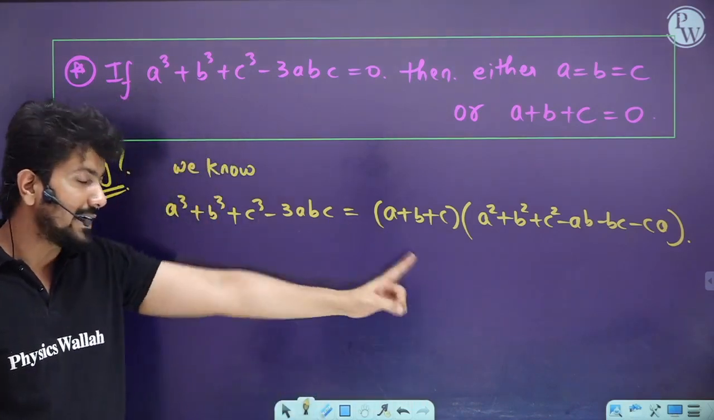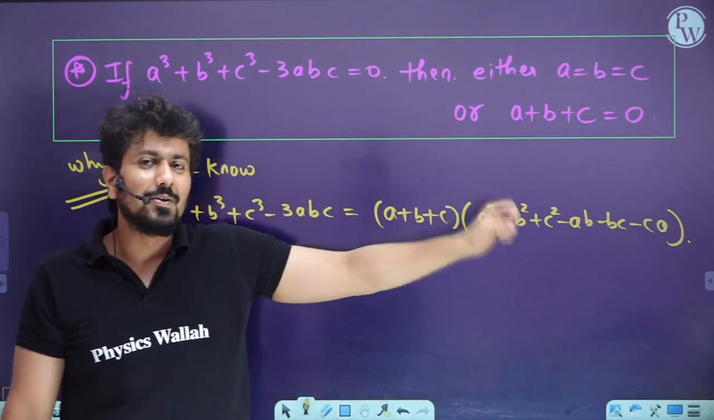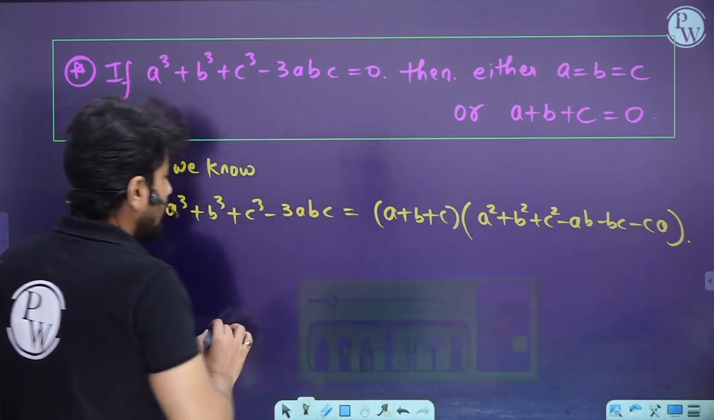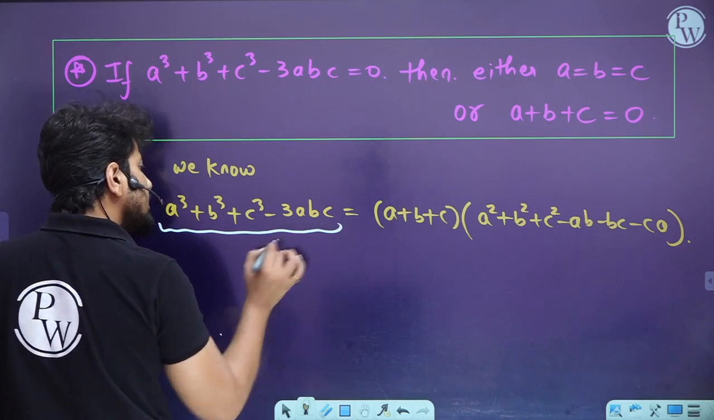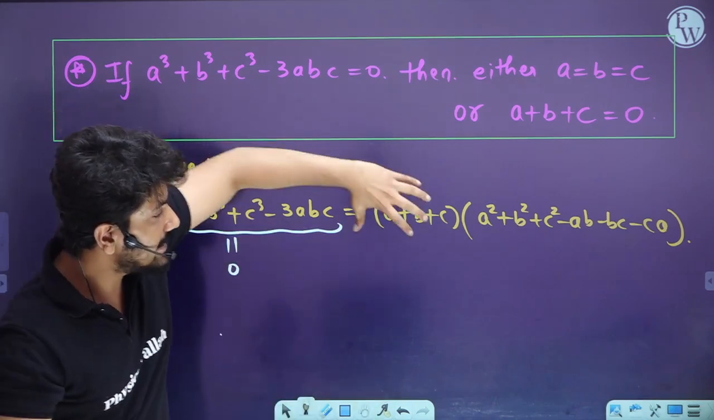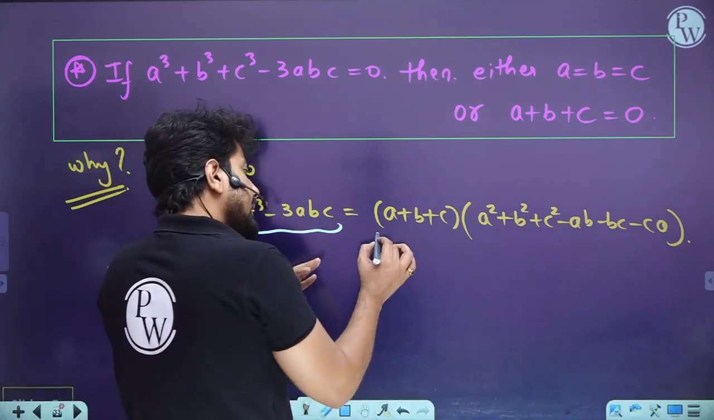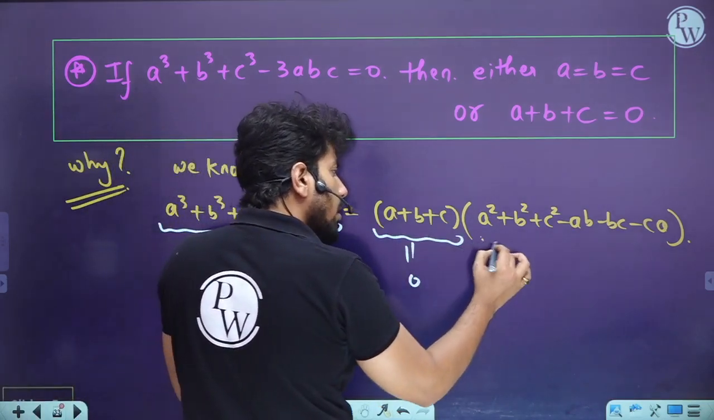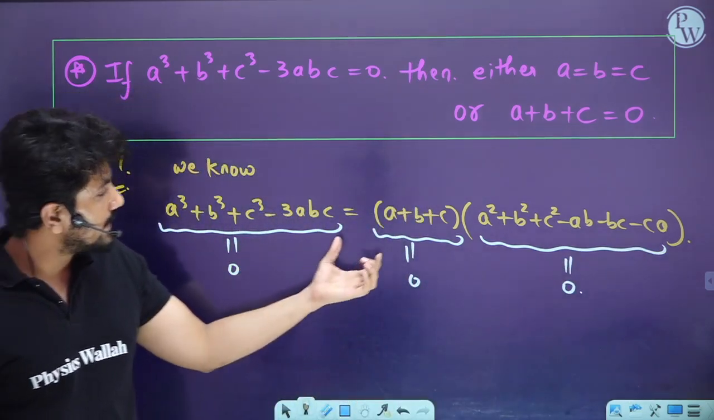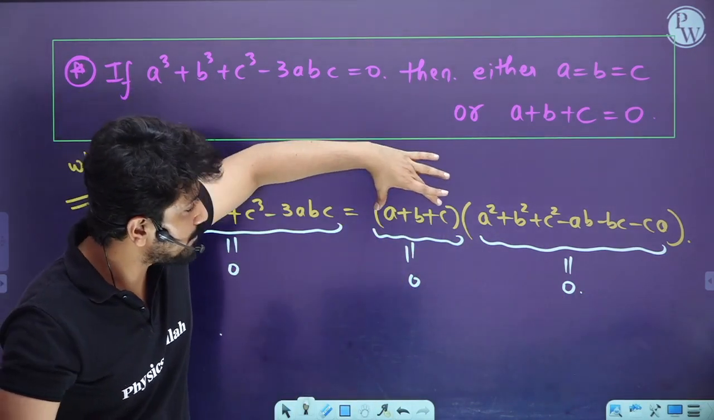We have seen this. We know this identity. I hope you remember this identity. If you don't, right now, remember this entire identity. Very important. Now, see the thing, guys. If this part is given equal to 0, then of course the right hand side is also 0. The right hand side is the product of two things. The product of two things will be equal to 0 if this is 0 or this one is 0. So either a + b + c is 0.